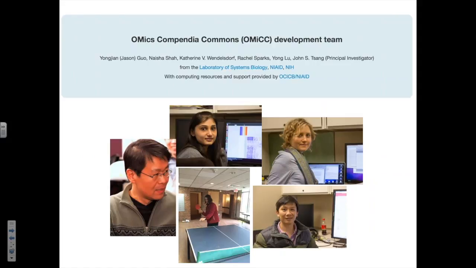So I just want to acknowledge the team that really put this together, especially Jason on the left here, who was responsible for almost all of the website and software development, and Naisha on the upper right, who is responsible for a lot of the data processing pipelines, and Kay, who started out designing some of the user interfaces earlier on, and Rachel on the ping pong table, who made all of the videos and the tutorial. Yong helped with various programming tasks along the way.